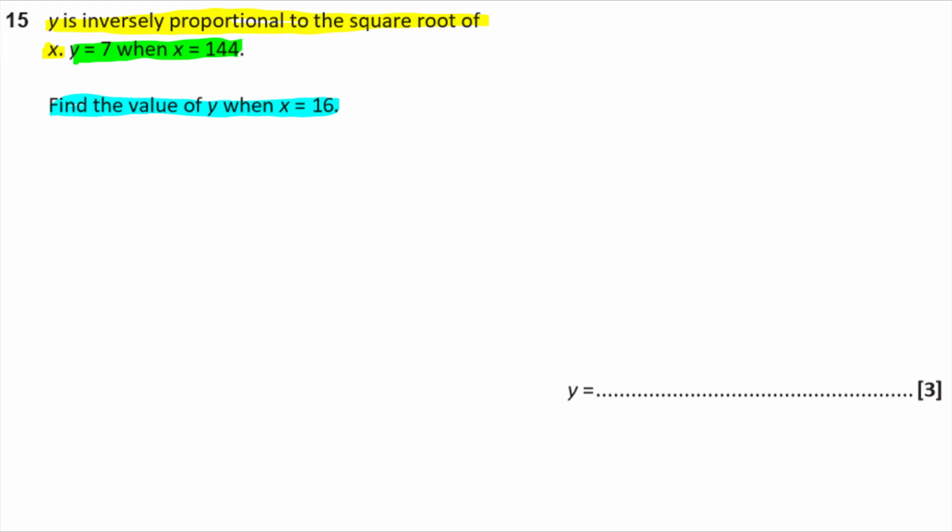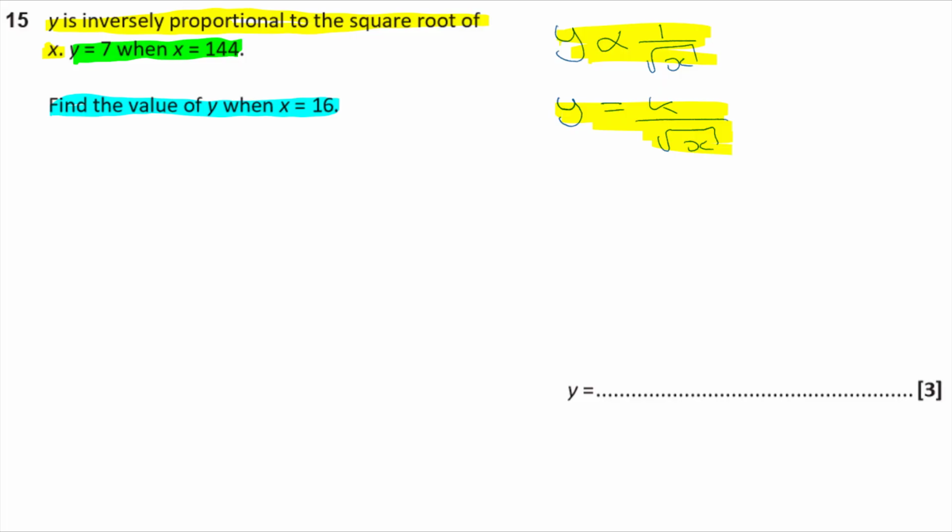So y is inversely proportional to the square root of x. Now, written down mathematically, y is proportional to 1 over the square root of x. Okay? So y, that's the symbol of proportionality. Y is proportional to 1 over the square root of x. Inversely proportional means 1 over. Now, that could be rewritten as an equation by replacing the symbol of proportionality with equals k. So I get y equals k over root x. Okay, so that's what the yellow bit tells me. It tells me what the relationship is, and I can use that to form a partial equation.